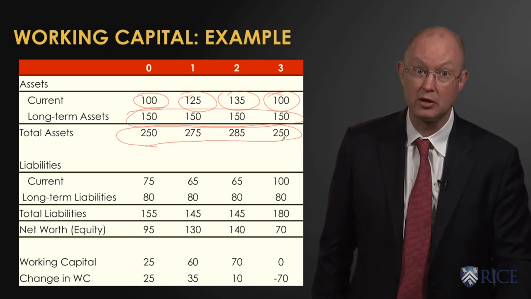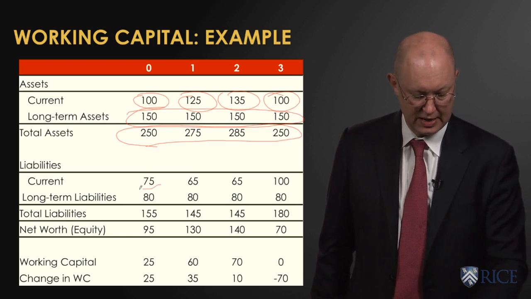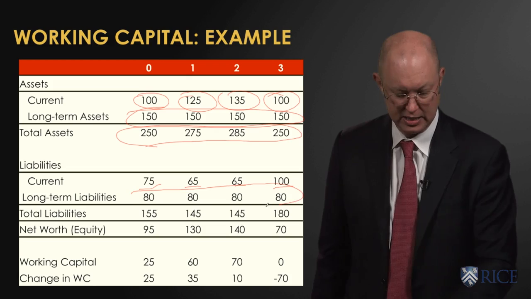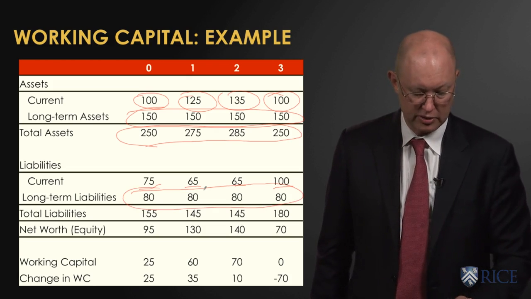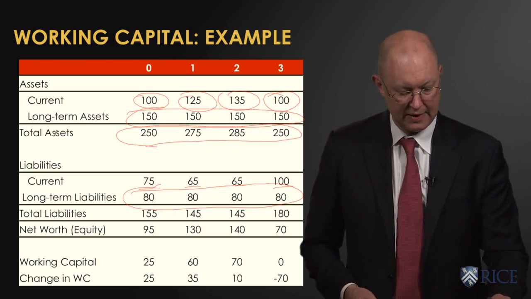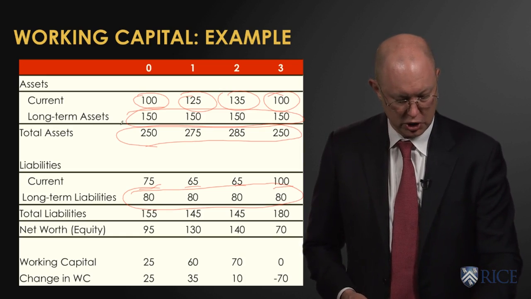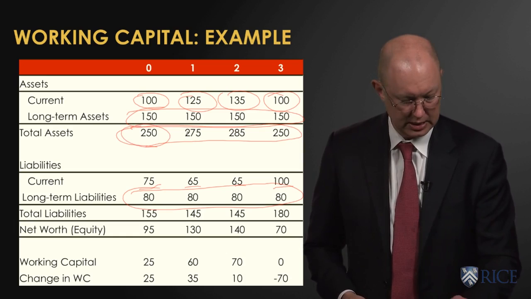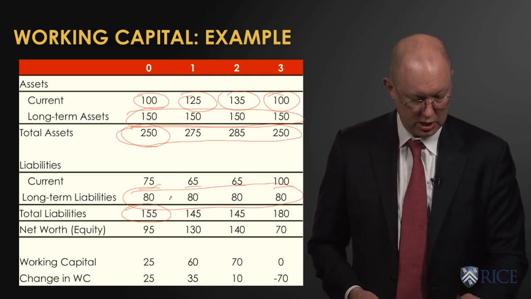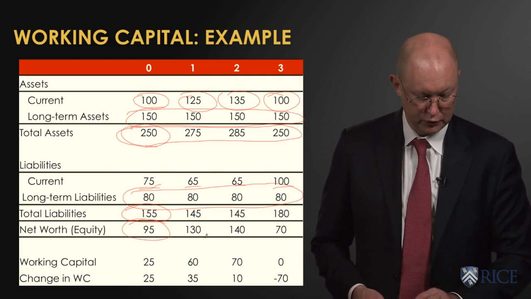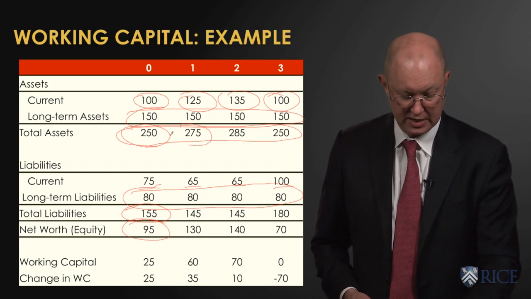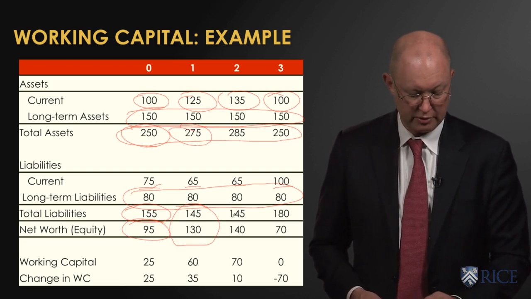On the other side of the balance sheet, I've got liabilities: 75, 65, 65, and 100 of current liabilities, and then long-term liabilities of 80 the whole way through. Add those together for total liabilities. The balance sheet has to balance, so total assets have to match total liabilities once I add in equity. So the 250 has to equal 155 plus 95. The 275 has to equal 145 plus 130 for everything to add up.